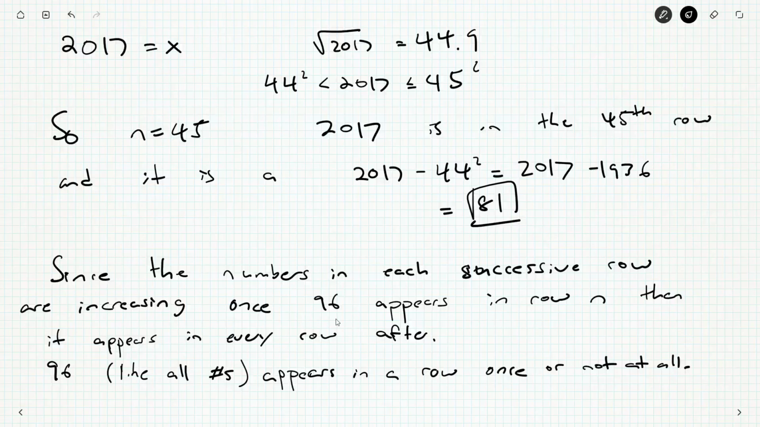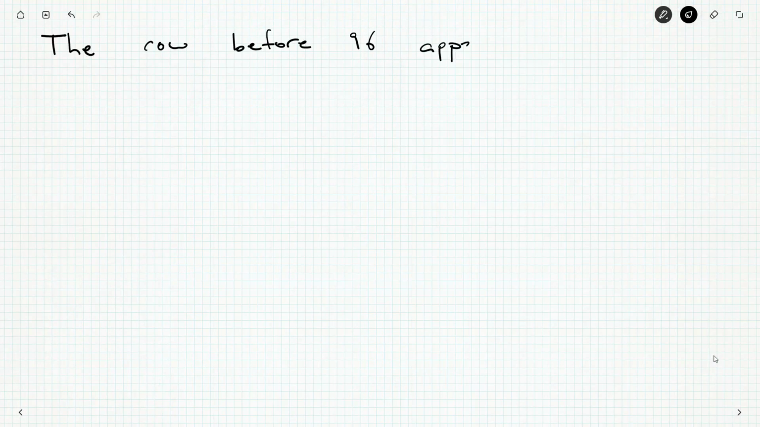So 96, what is the first row that it appears in? The row before 96 appears ends in 95. Do I have to justify this? Nah, I don't really think so. Every odd number is the end of a row. The next odd number before 96 is 95.